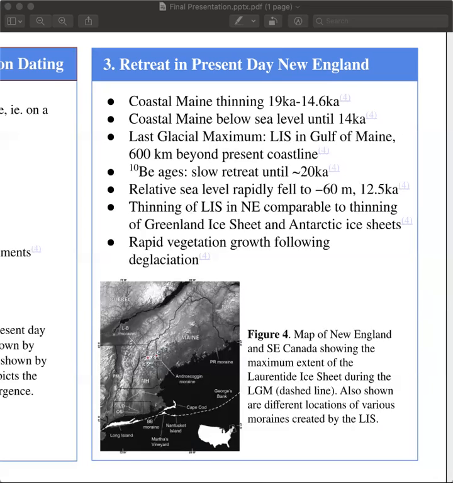Simulations indicate that thinning occurred at rates of decimeters to meters per year, anywhere from 15 to 680 centimeters per year. This is broadly comparable to the thinning rates in Greenland and the fastest thinning glaciers in Antarctica between 2002 and 2007. Additionally, vegetation became established rapidly following deglaciation.